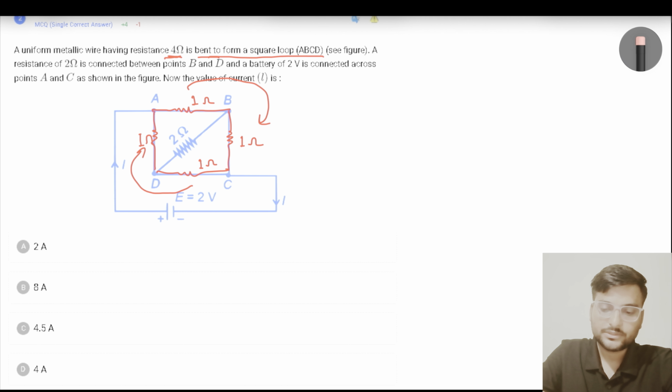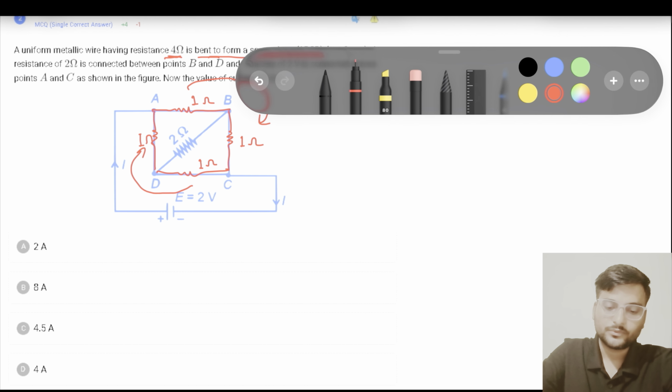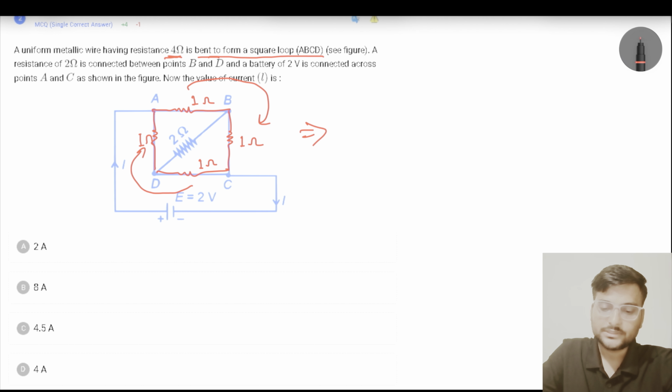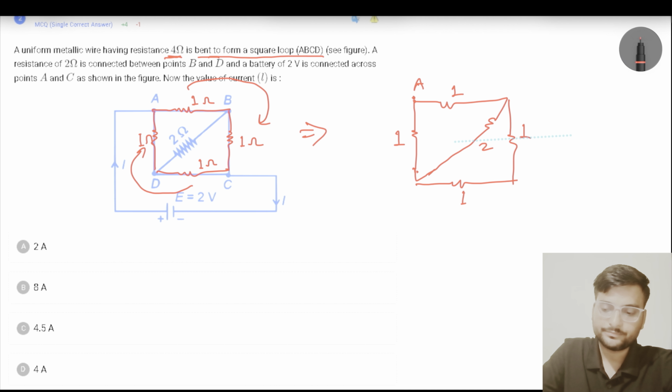So the next circuit I am drawing here of the same, the circuit looks like this. This is the point A, and this is the point B. This is 2 ohm. Whenever it is a balanced Wheatstone bridge, so what happens here?